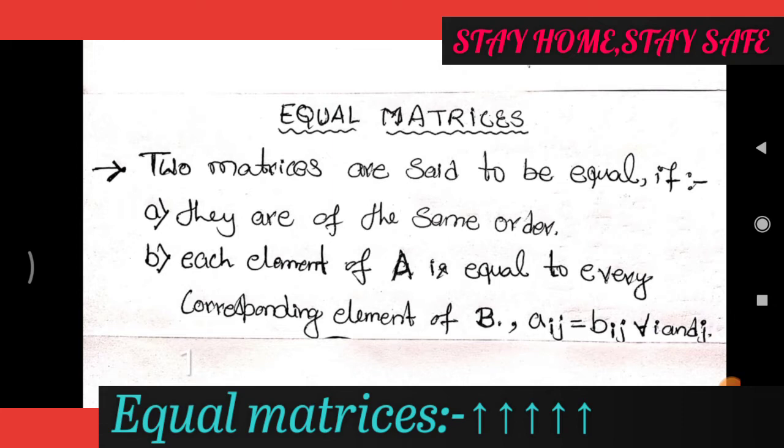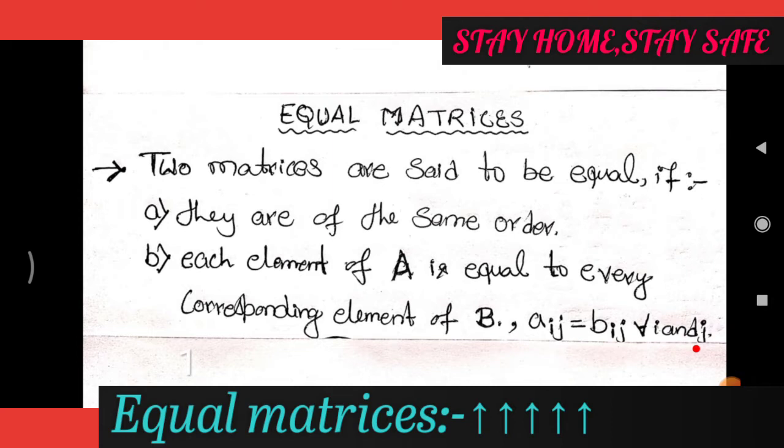What are equal matrices? As the name itself suggests, matrices are said to be equal if they are of the same order and each element of A is equal to every corresponding element of B. It means Aij is equal to Bij for all i and j.